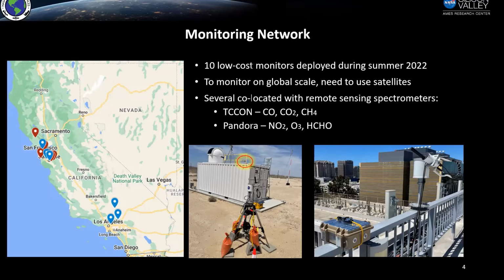So this is the monitoring network that we deployed this summer. We have 7 monitors in the San Francisco Bay Area near NASA Ames. And then we also have an additional 3 with some of our partners outside of Los Angeles.